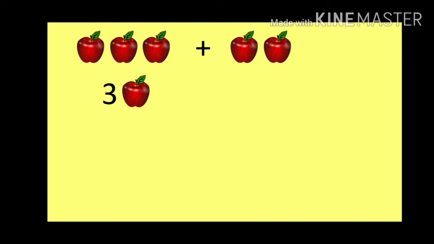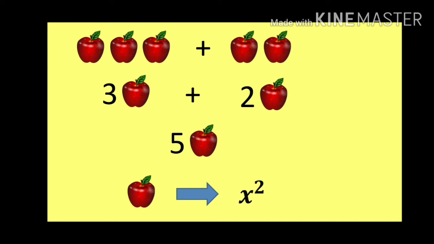So suppose we take three apples and two apples. Let it be like this. Three apples I have written in the number form. So three apples and two apples, obviously we'll get five apples.